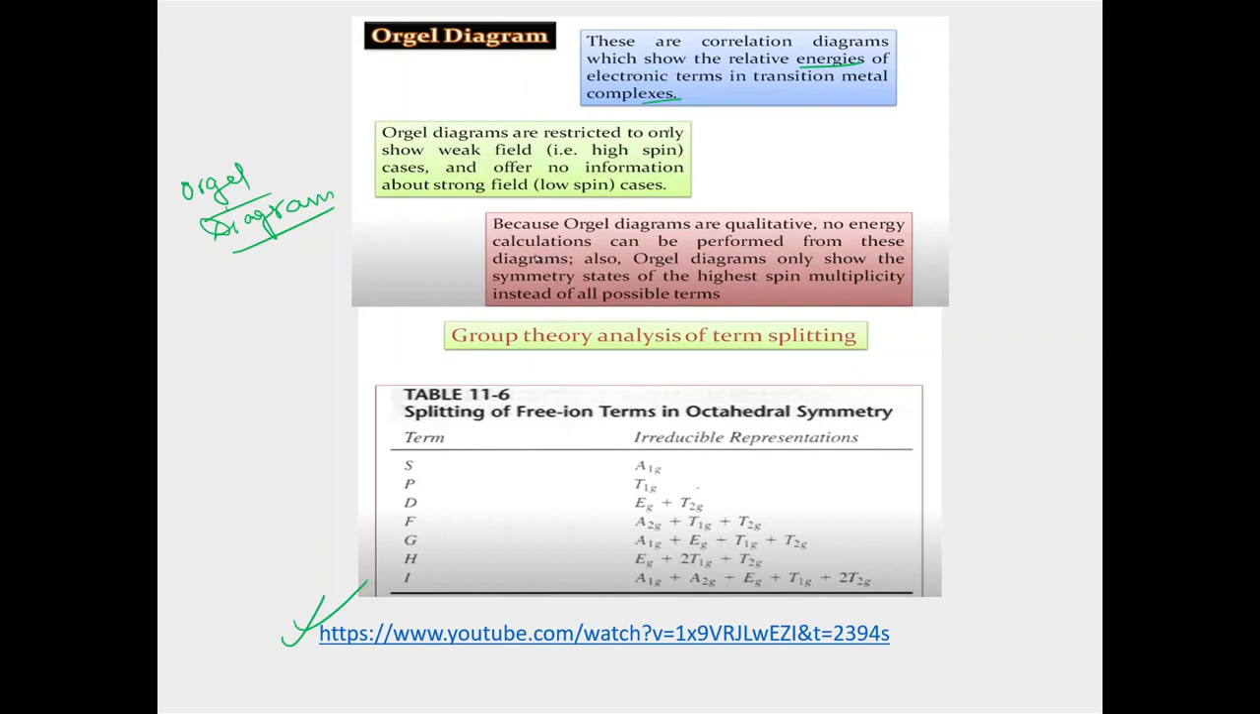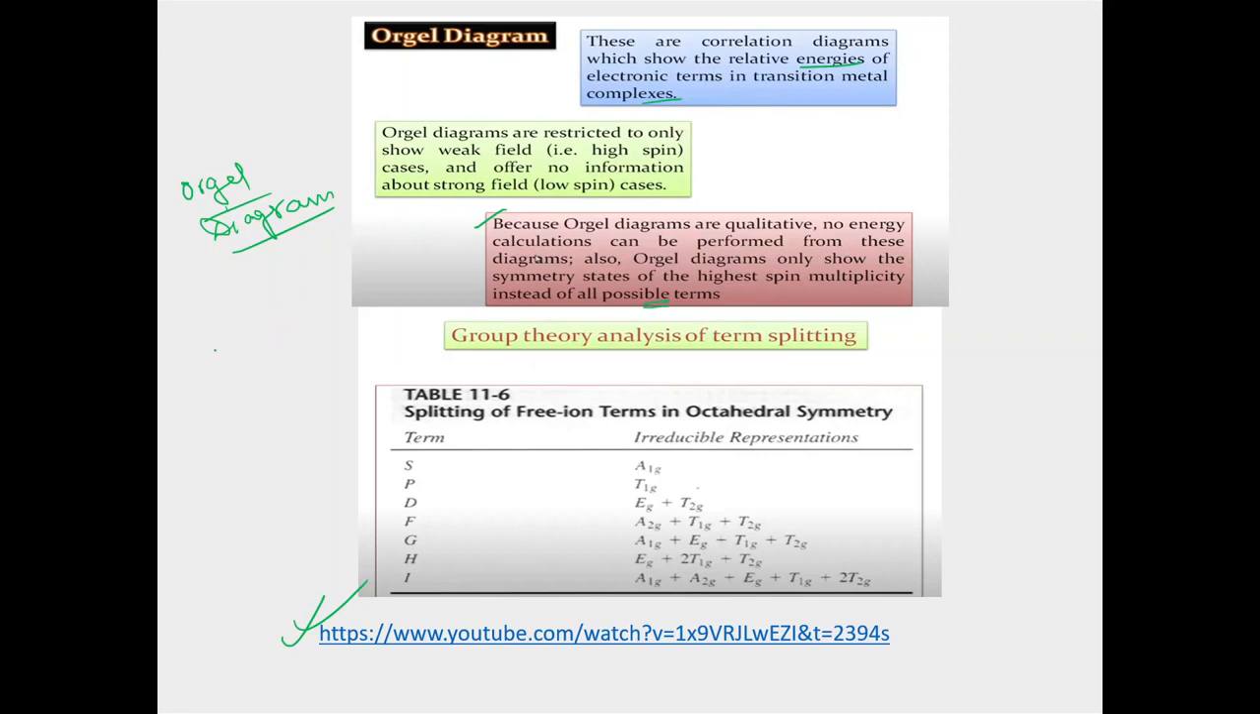Orgel diagrams are restricted to showing only weak field, that is high spin cases, and offer no information about strong field low spin cases. Because Orgel diagrams are qualitative, no energy calculations can be performed from them. Also, they only show the symmetry states of the higher spin multiplicity instead of all the possible terms. And this is the group theory analysis of term splitting. One day we had discussed how we find the term symbol for a complex.